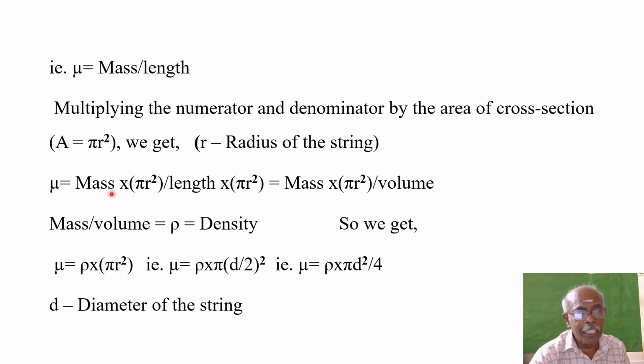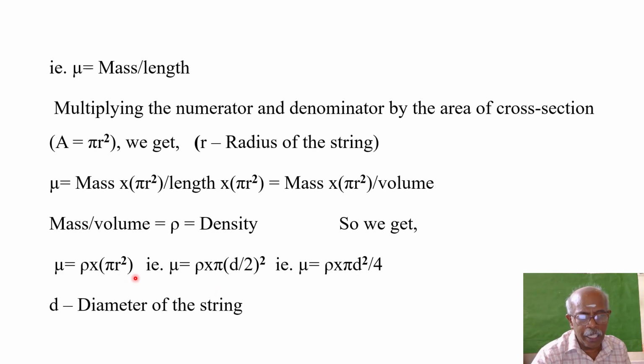So the numerator is mass into pi r square, and the denominator is length into pi r square, which is equal to volume. What is mass by volume? Density. So mass by volume is equal to rho, the density, whose ratio has been given in this question. So we get mu is equal to mass by volume into pi r square, that is, mu is equal to rho into pi r square.